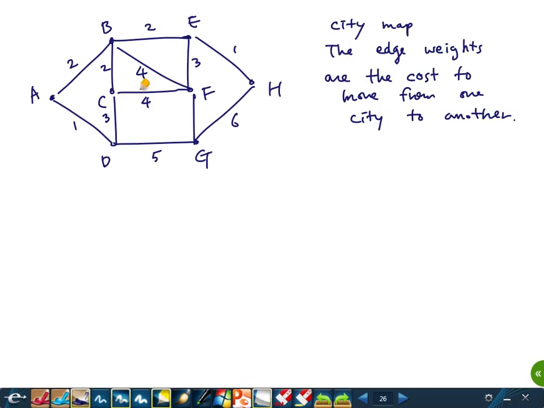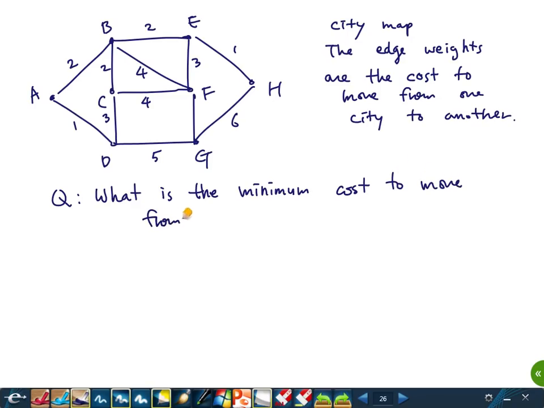So what is the cheapest way to go from A to H? So if you want to save your money, you have to choose your path wisely. So the question: what is the minimum cost to move from A to H? There are several different ways of doing that. Maybe this is too simple so you can see the answer immediately, but let's pretend that this is difficult, because we want to have some general algorithm.